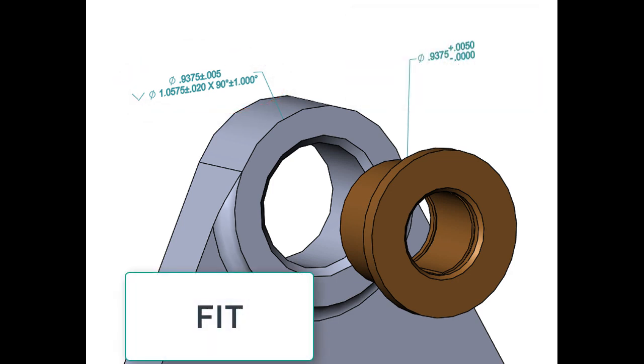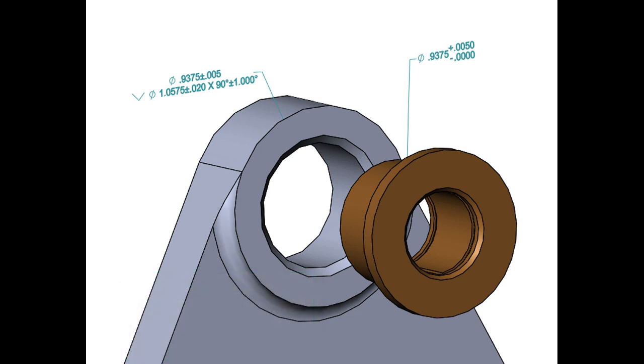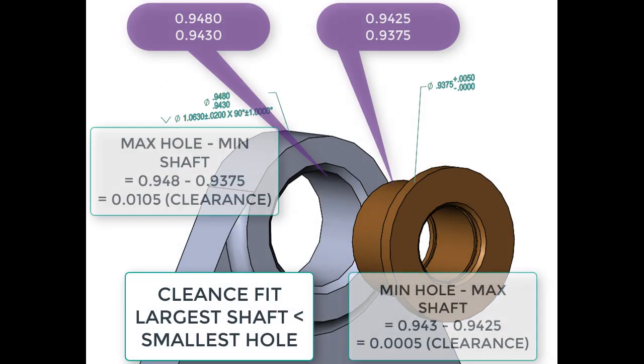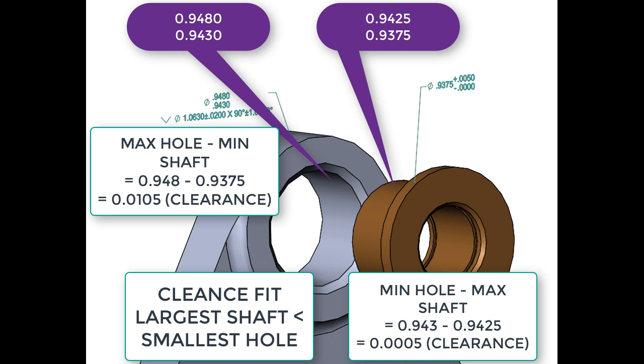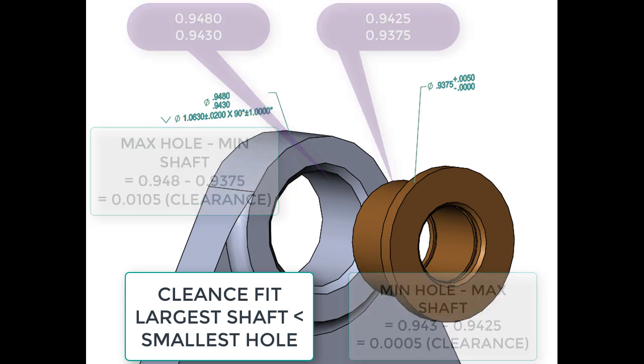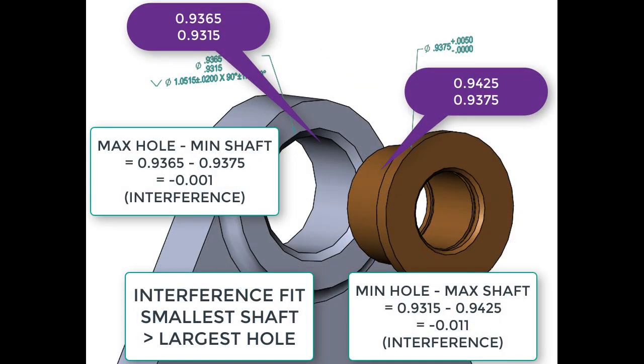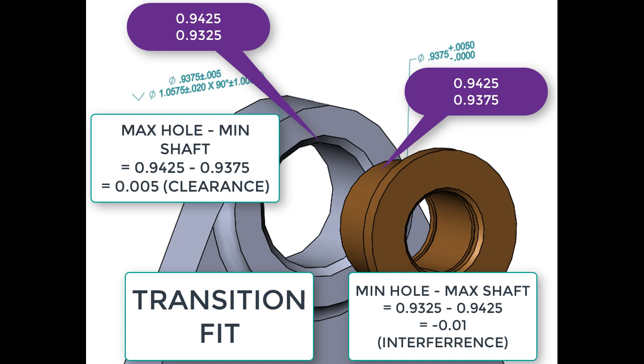Fit is a general term used to describe the tightness or looseness of mating parts, which results from the application of their allowances and tolerances. The actual fit is the amount of interference or clearance which is present when mating parts are assembled. There are three general classes of fits. Clearance, where the largest shaft is smaller than the smallest hole and the shaft can be easily inserted inside of the hole. Interference, where the smallest shaft is larger than the largest hole and the shaft will need to be forced into the hole. And transition fits, where it is possible for two parts to mate with either a clearance or an interference.